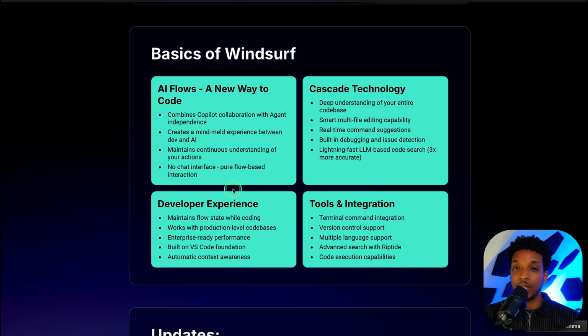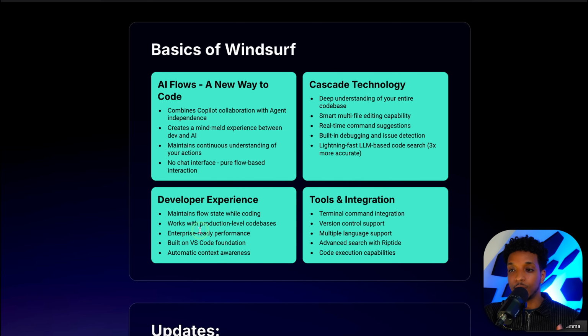So every time you do an update, it actually gets updated. So it keeps track of everything that you do. It has the deep understanding of the entire code base, again, using the contextual awareness engine that they had before. They've got an LLM-based code search, so it's 3 times more accurate. And at the bottom here, we've got some of the benefits for the developer experience. And on the right, we have the different tools and integrations that it has access to.